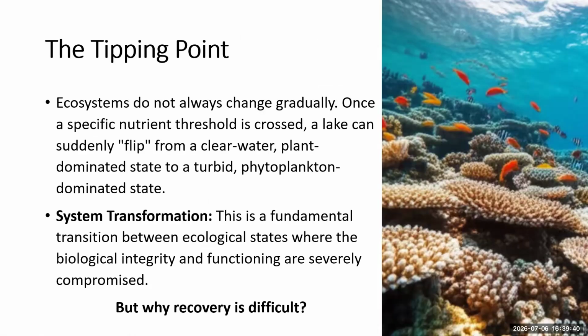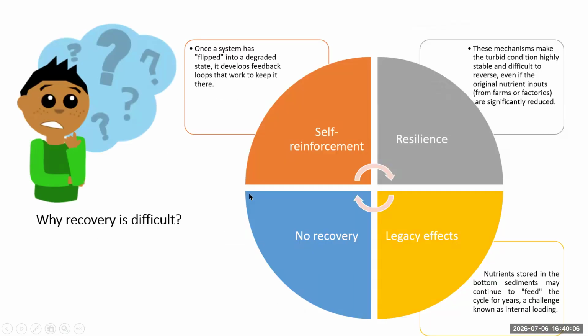An important concept in ecology is the tipping point. Ecosystems don't always deteriorate gradually. Once a specific nutrient threshold is crossed, a lake can suddenly flip from a clear water, plant dominated state to a turbid and phytoplankton dominated state. But why? Why is recovery of such an ecosystem so difficult? Turns out, once nutrient levels cross a certain threshold, a clear and healthy lake can suddenly shift into a permanently cloudy and algae dominated one.